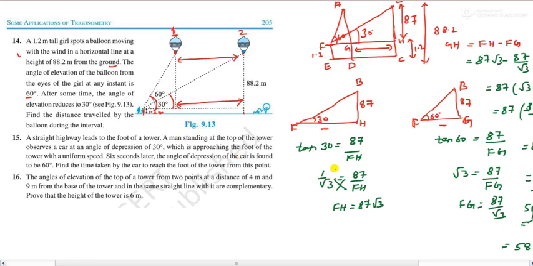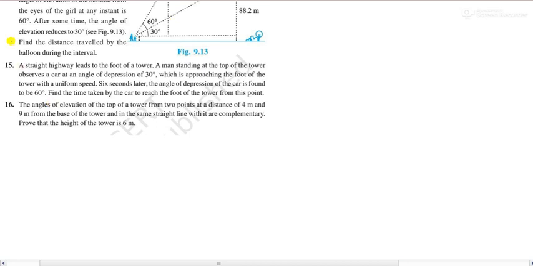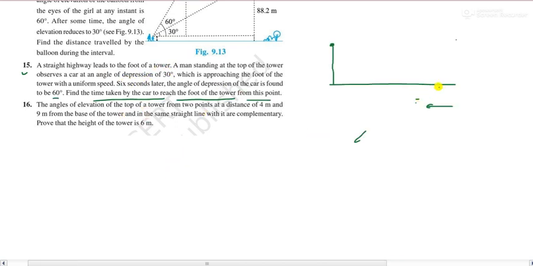Now moving to the second last question, question number 15. Okay, so what is given here? A straight highway leads to the foot of a tower. Imagine the car was over here, approaching towards the tower. Okay, means it is coming towards this side. Now a man standing over here observes the car at an angle of depression 30.